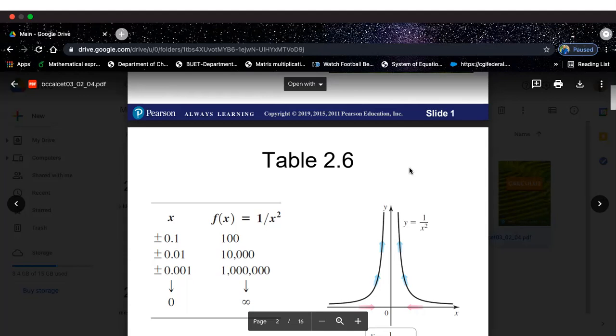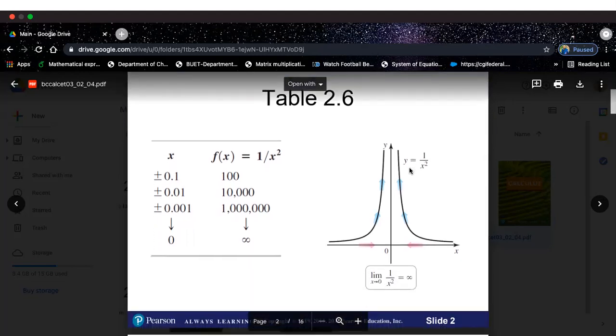The limit would be infinity, right? And why? Because the limit of the left side would be infinity. We'd be going towards infinity, and so would the right side. Exactly, very good. Since the left and right sided limits are the same, we say the limit of this function when x tends to 0 is infinity. So that is the infinite limit we were talking about when we started.